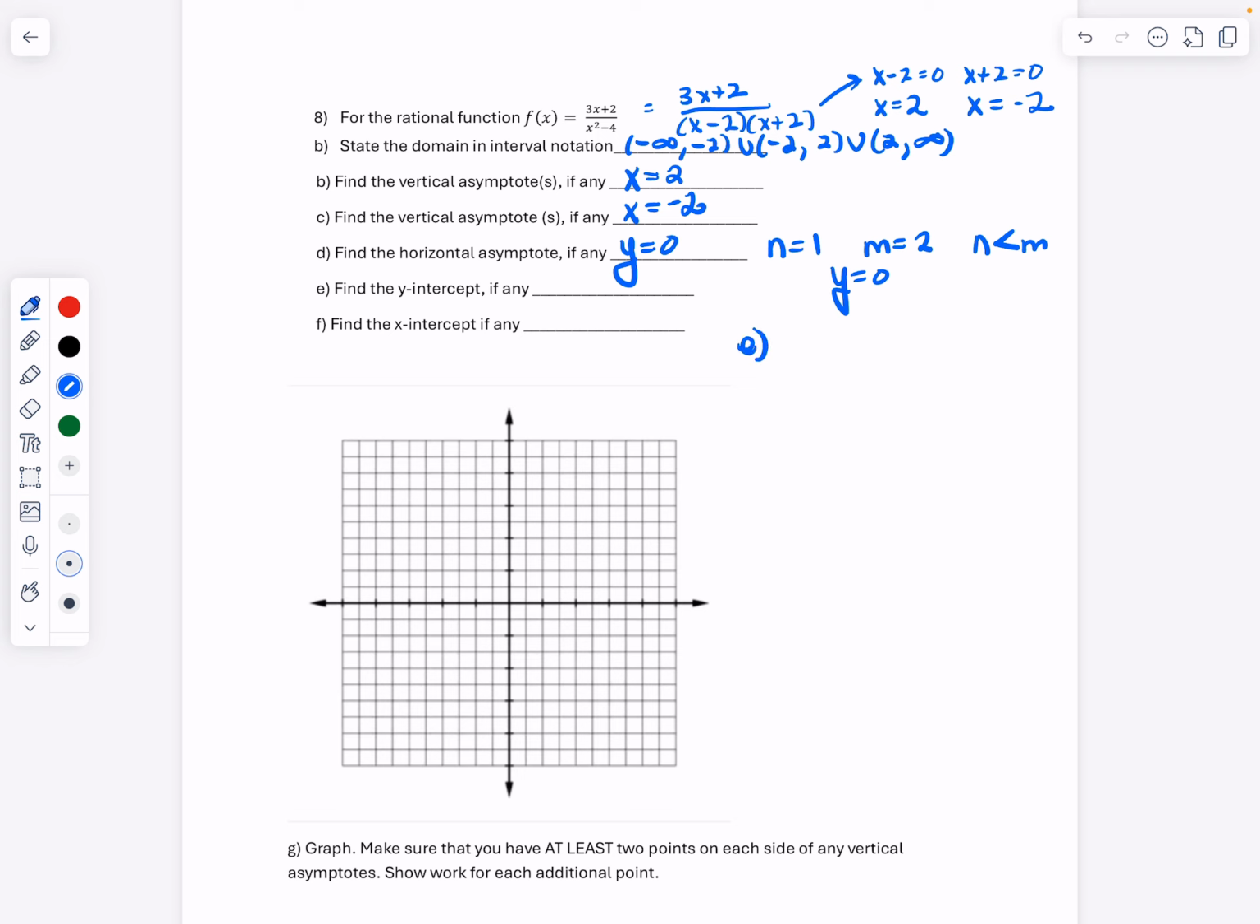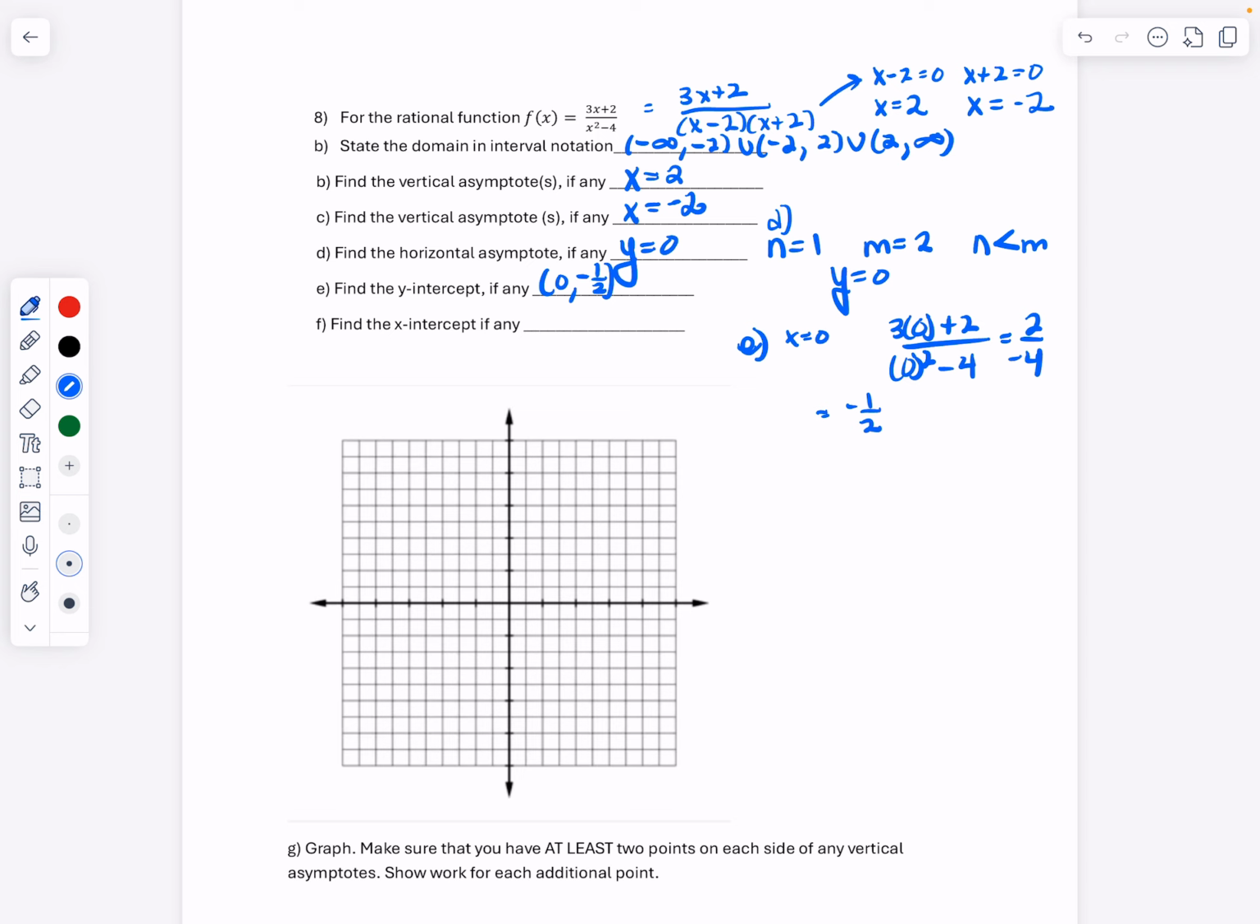We're finding the y-intercept, so I'm going to let x equals 0. So I have 3 times 0 plus 2 over 0 squared minus 4. So this becomes 2 over negative 4, which is negative 1/2. So 0, negative 1/2 is the value there.